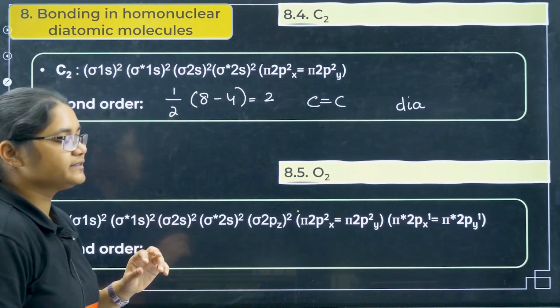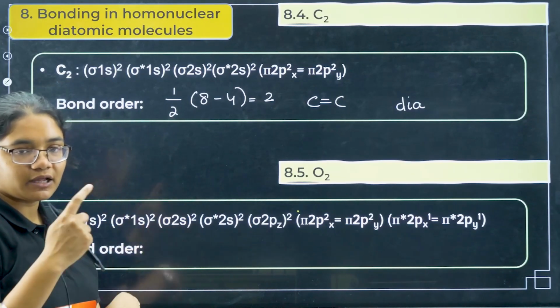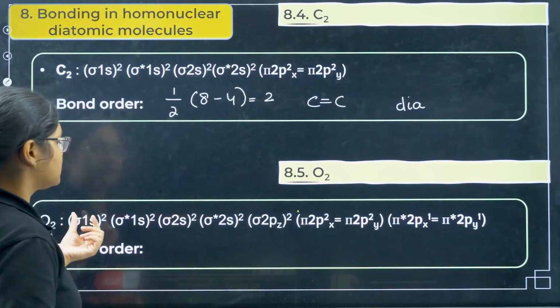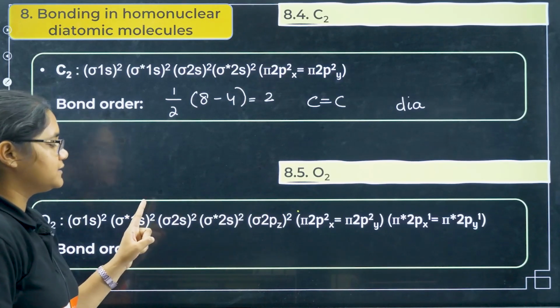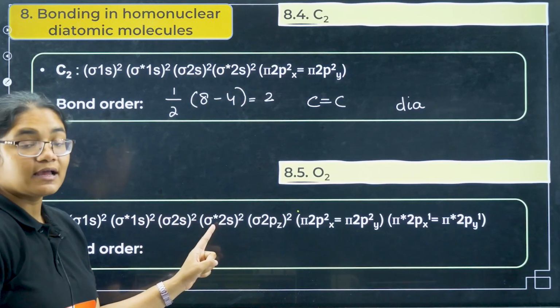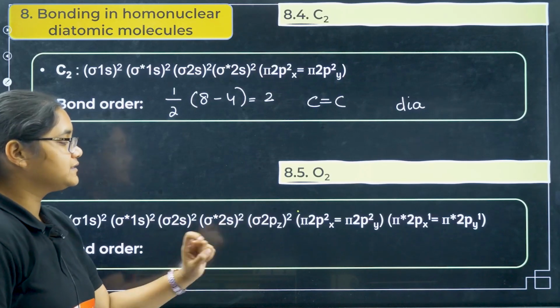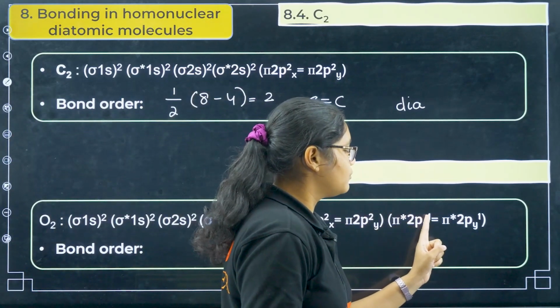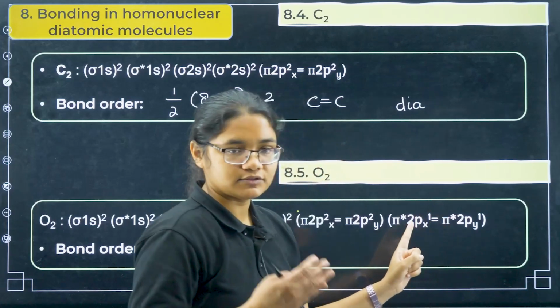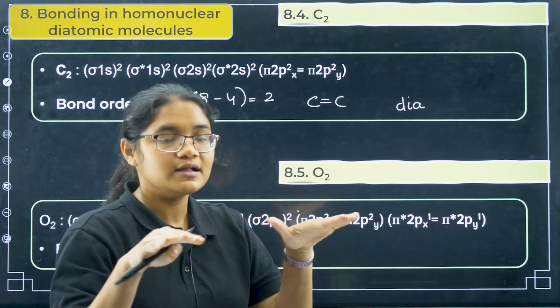Next, oxygen. We saw that in oxygen there will be a change in the order. First, in total we have 16 electrons: sigma 1s, sigma star 1s, sigma 2s, sigma star 2s. After that pi 2pz will come, then pi 2px, pi 2py, pi star 1 and 1. Here, when you are filling the electrons, you should fill one by one because they are at the same energy level.